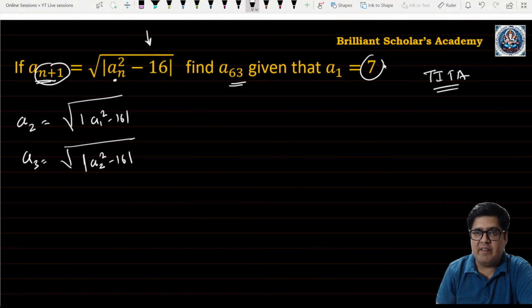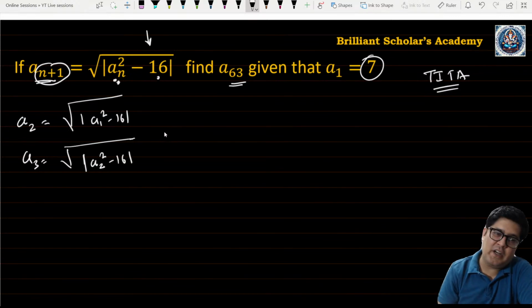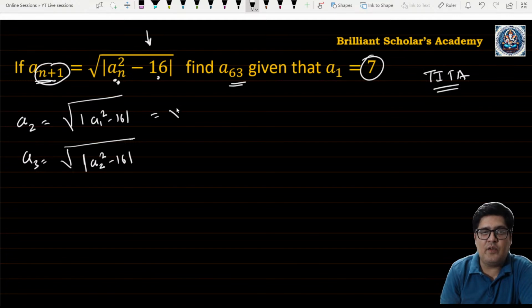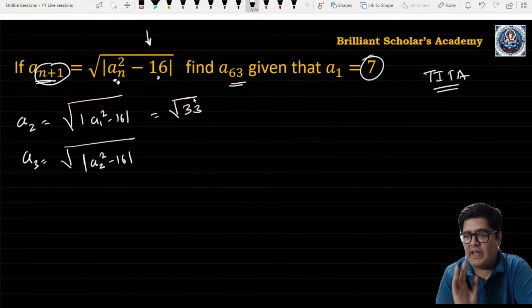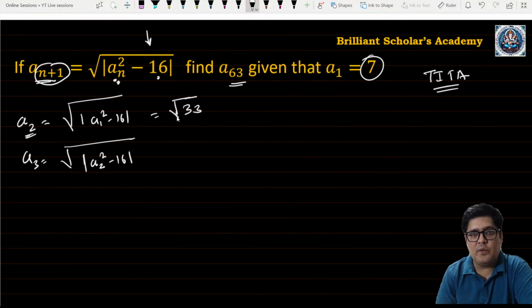So I'll take this 7. 7 square is 49. 49 minus 16, 33. So what I have here is root over 33. Please be careful and observe. This is the second term. Second term is root over 33. When I put that root over 33 here, it becomes 33 minus 16, which is 17. That is root over 17.